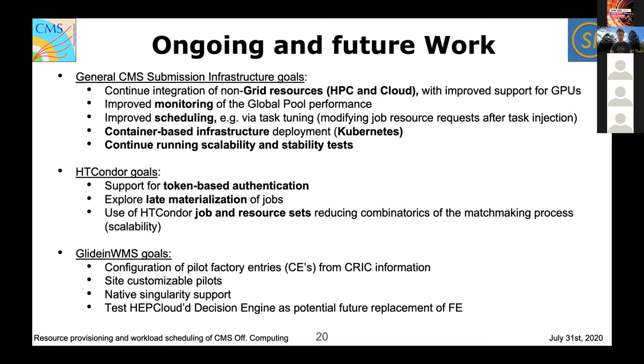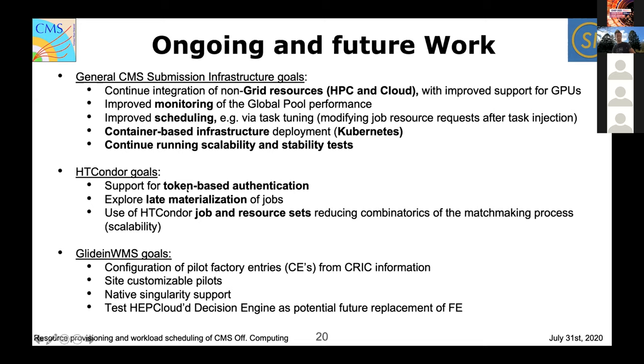Improve scheduling, for example, we have been thinking about tuning tasks after they have been submitted. So this is modifying the job resource requests. We are thinking and we are starting to work on deploying the infrastructure, not based on bare metal or VMs, but based on Kubernetes containers. And we continue running the scalability and stability tests. For Condor, we are interested in trying, and we are already starting to test token-based authentication.